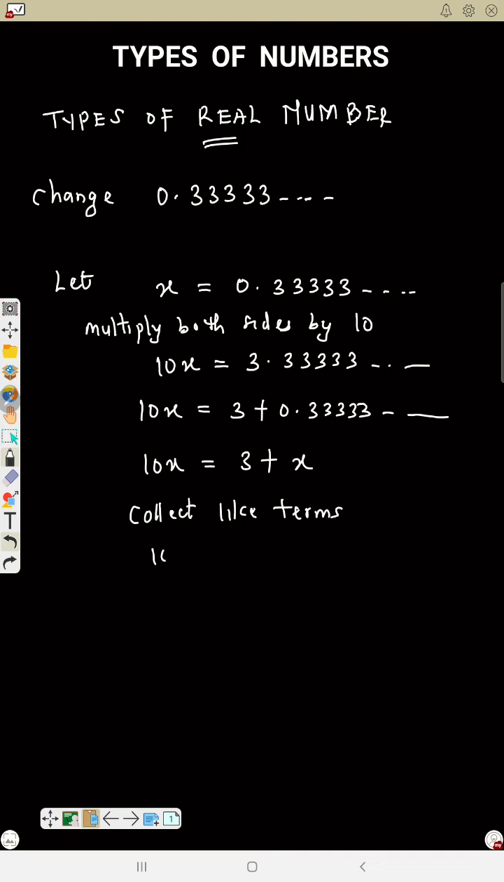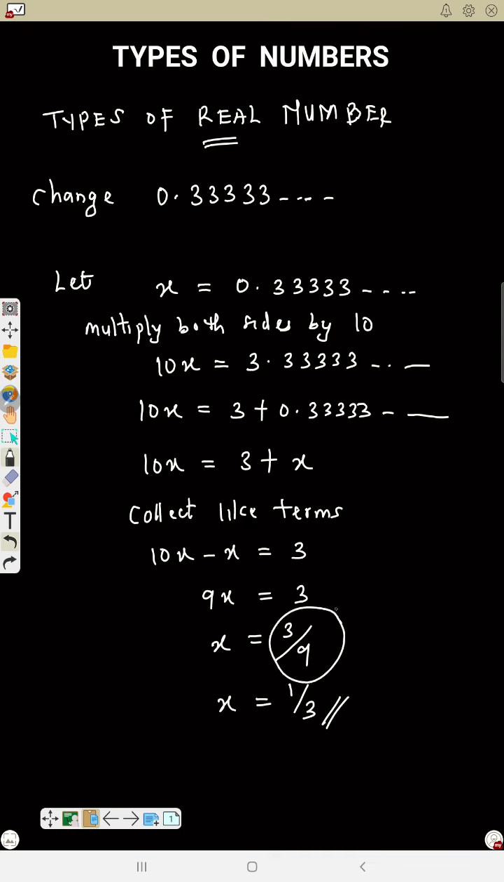So we have 10x minus x is equals to 3. So this will be 9s is equals to 3. Then divide both sides by 9. S is 3 over 9. So x is 1 over 3 if you divide.